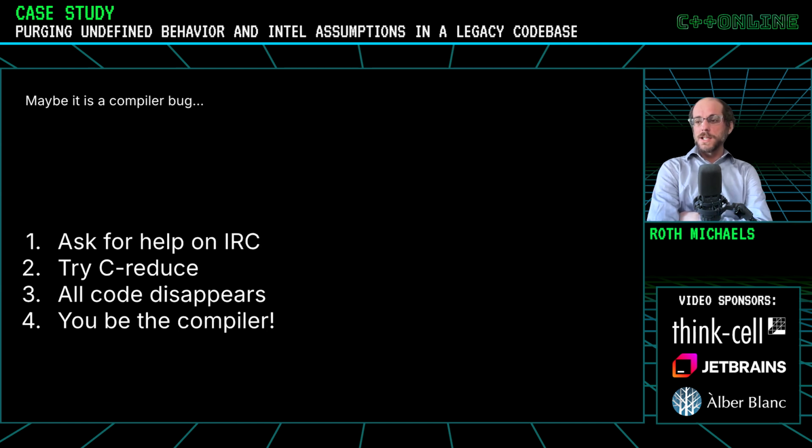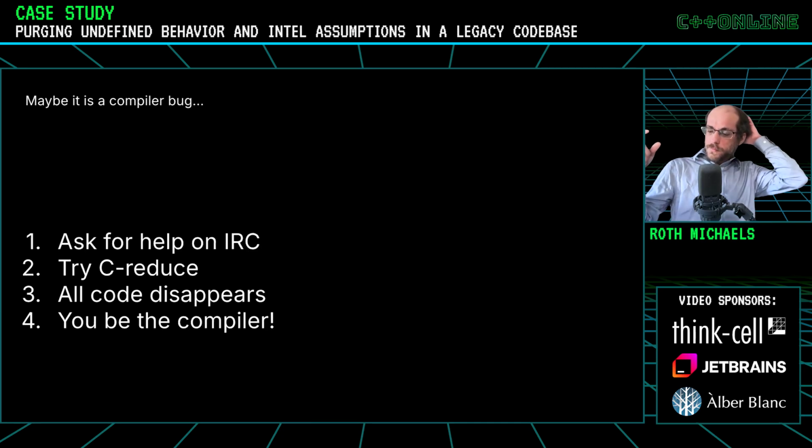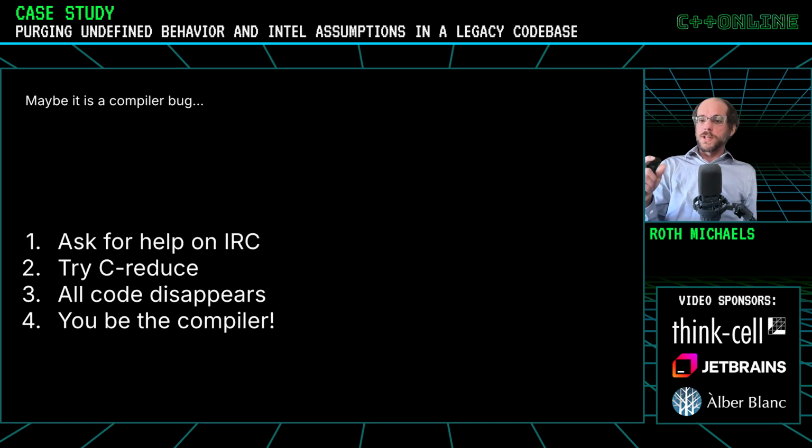So we asked for help on IRC. We got a recommendation of this program called cReduce that essentially helps you replicate an issue like this by bisecting your code and deleting more and more code until it finds the code that is causing the problem. And when we ran it, all the code disappeared. That made us think, oh, that's strange. Maybe it's some undefined behavior on our part, and not a compiler bug. So this fourth stage we call UB the compiler.